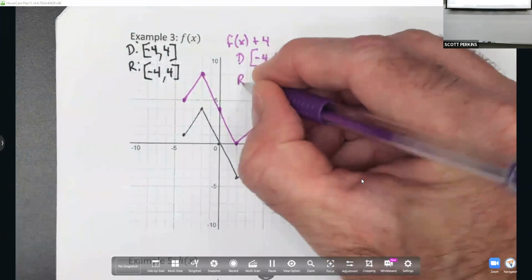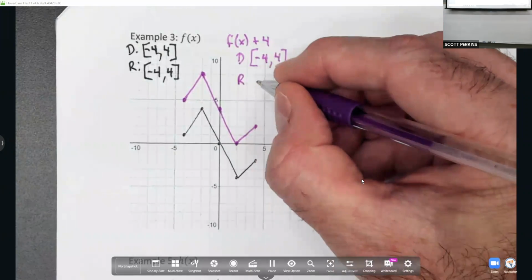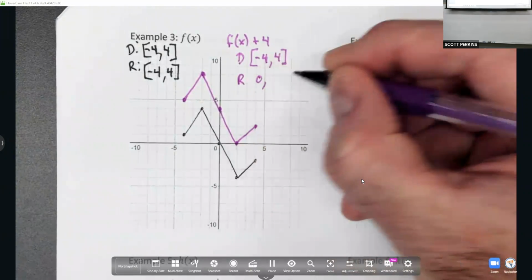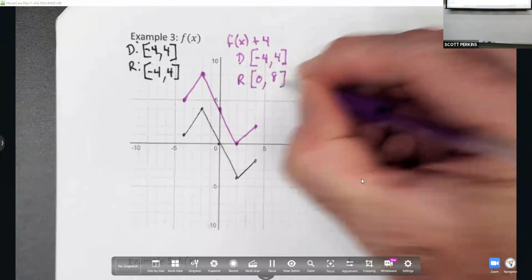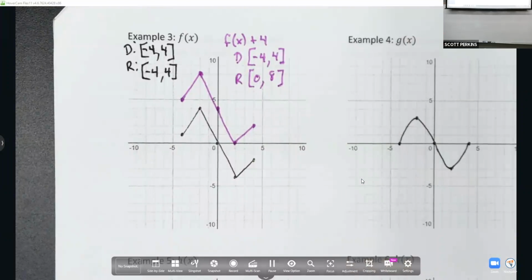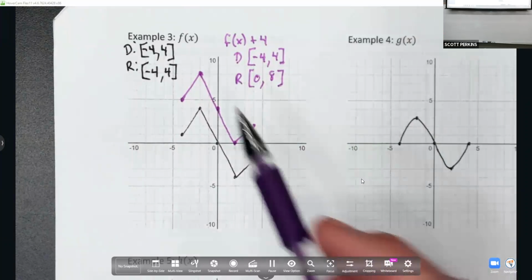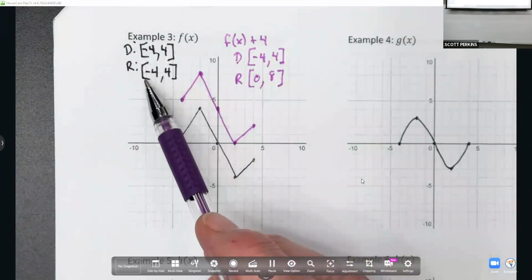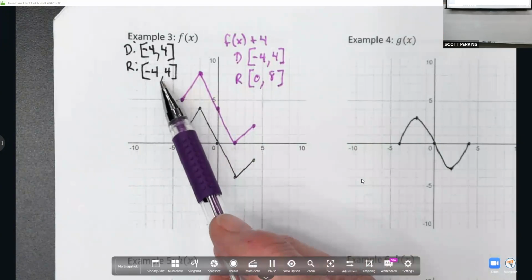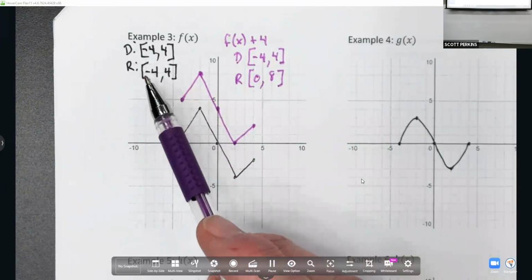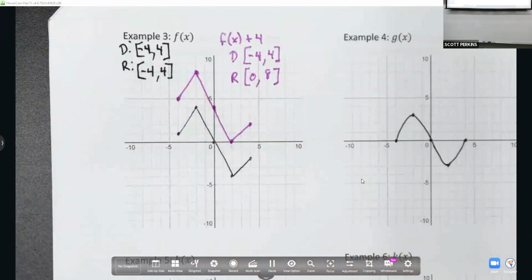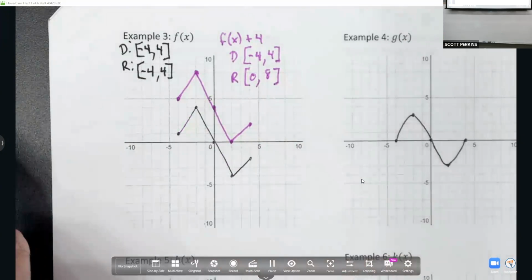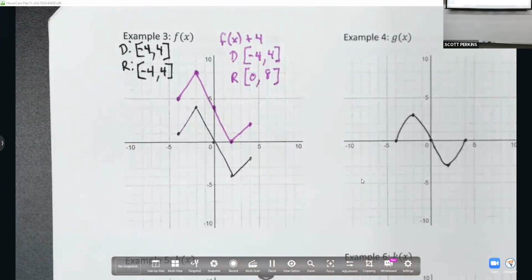How about the range? What's the low value of the purple graph? What's the high value of the purple graph? And notice we could have gotten that without doing the graph at all, simply by adding 4 to the low end of the range and the high end of the range. That's what I want you to see there, because there'll be a couple homework problems that just give you a function, tell you the domain or tell you the range, and then ask what is the new one. And so without graphing.